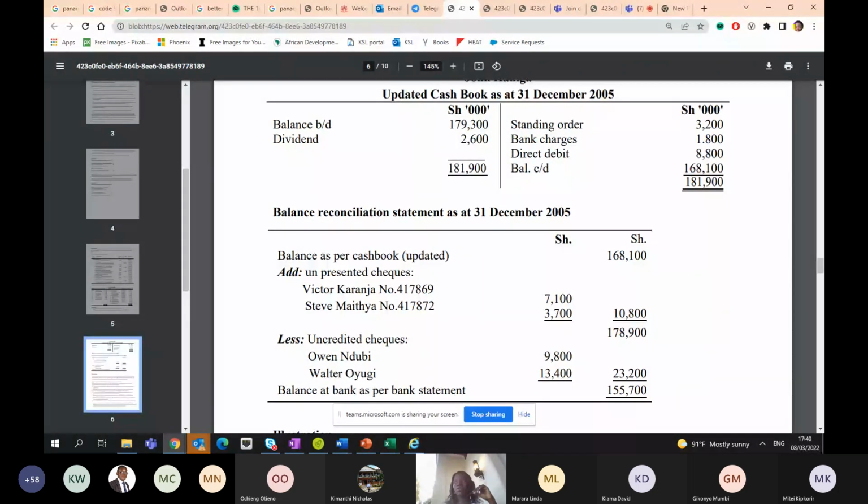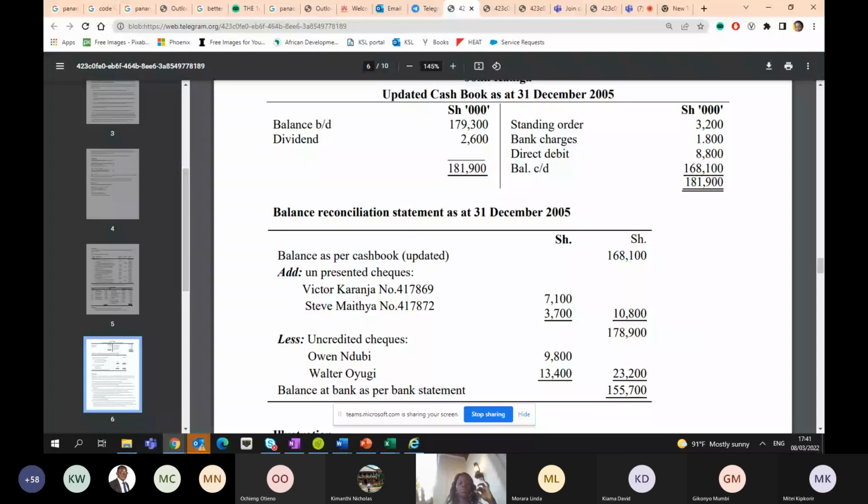Then there will be standing orders. Standing orders are basically where some people automate it, saying every month I want money to be paid to, I don't know, Kestel or your rent or whichever other place, but every month there's a standing order. This will not be picked up in your cash book because it hasn't been recognized. So the goal is really to correct anything you can correct in the cash book before you move to the bank reconciliation.